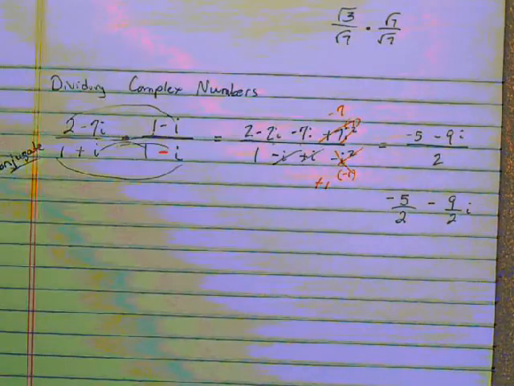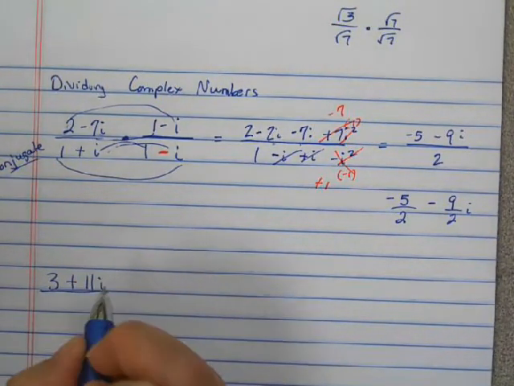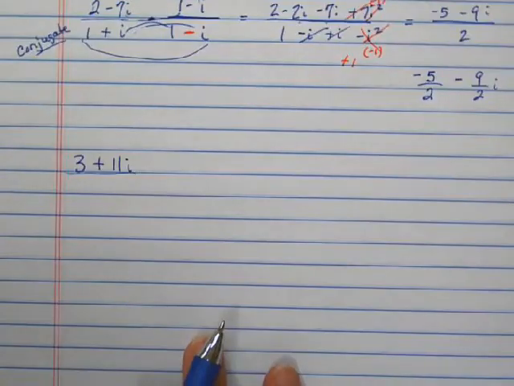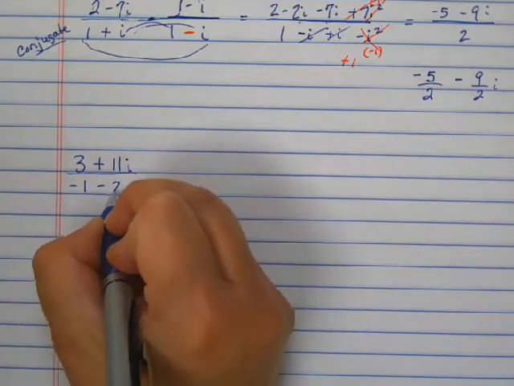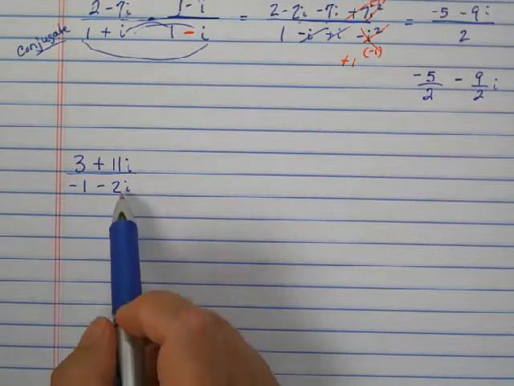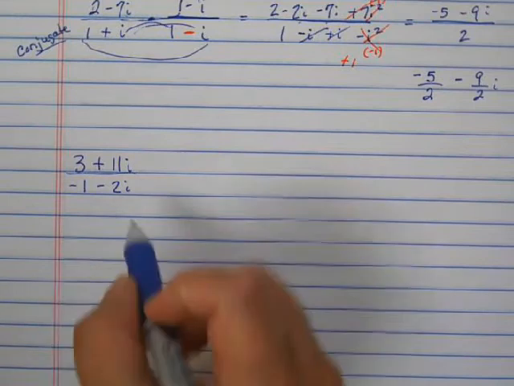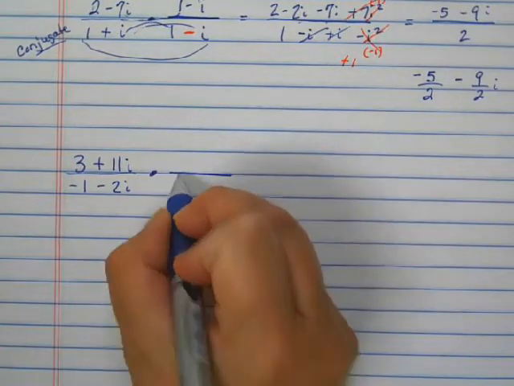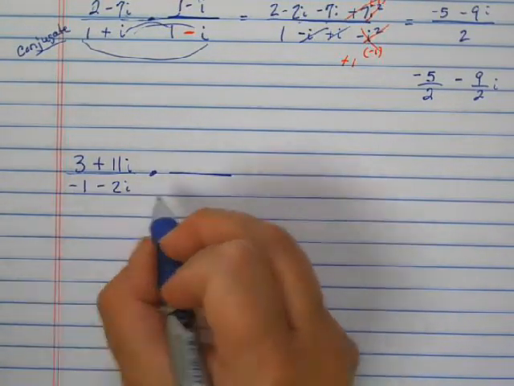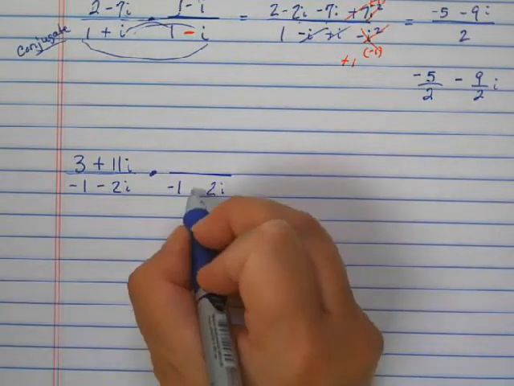Let's do 3 plus 11i over negative 1 minus 2i. A real tempting thing to do would be to want to just cancel out these i's, but you can't do that because you have plus or minus here. So I'm going to multiply by the big one, and it's going to be the conjugate of the denominator. So I'm going to have negative 1 and 2i, but instead of minus 2i, I'm going to put plus 2i.